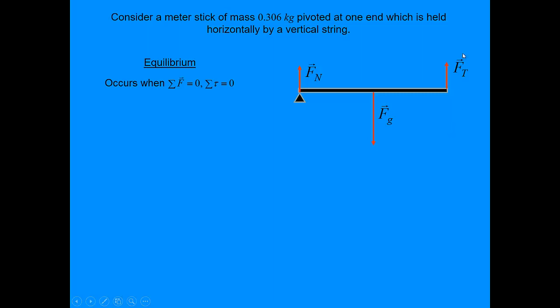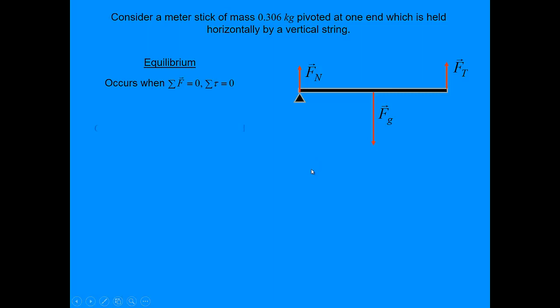We can still be in equilibrium, right? We can still have a 0 net force and move. We just have to move constantly. We can still have a 0 net torque and rotate. We just have to rotate constantly. But in this case, it's not moving or rotating.